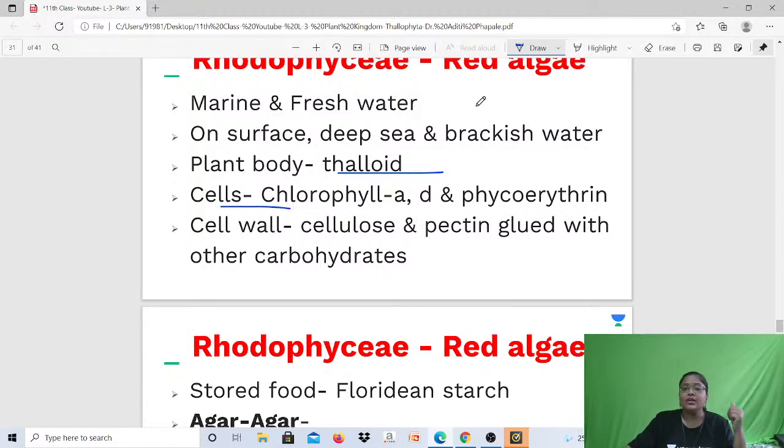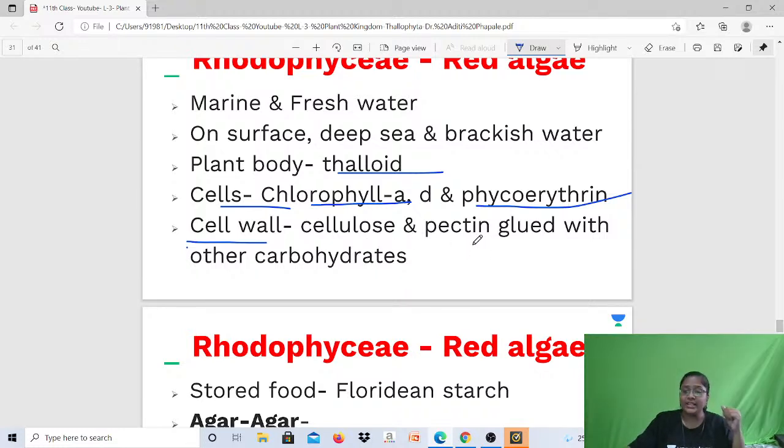The cells of these algae possess pigments, that is chlorophyll A, chlorophyll D and phycoerythrin. These are the pigments present in red algae: chlorophyll A, chlorophyll D and phycoerythrin. Then the cell wall consists of cellulose and pectin.